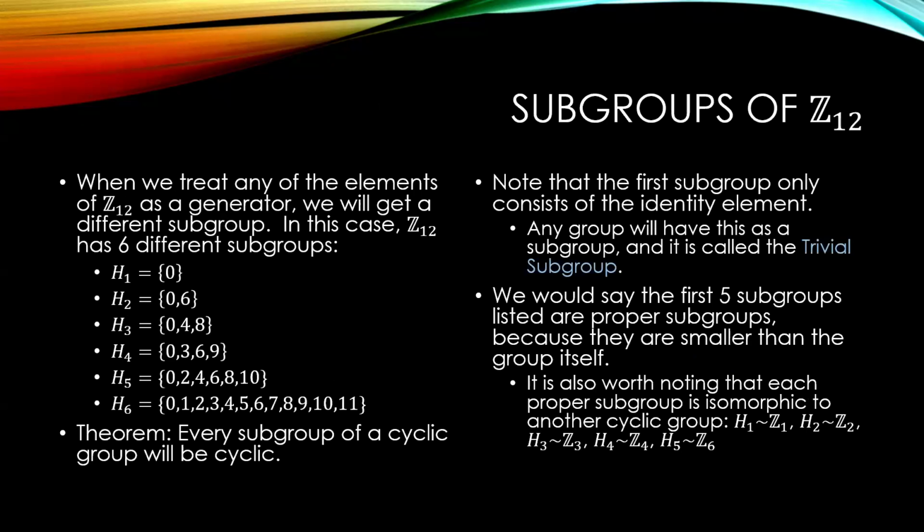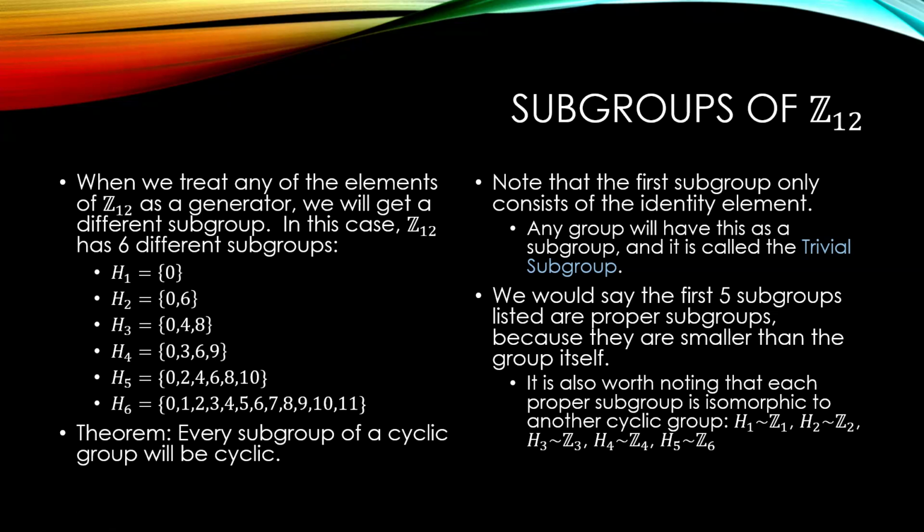Now, depending on the generator you use for Z12, you can actually get other things. If we start with 0, we're just going to get 0. That's not that interesting. If we start with 6, we get 6 and 0, because 6 plus 6 goes right back to 0. If we start with 4, we're going to get 0, 4, and 8. If we start with 3, well, we already did that one. If we start with 2, we get 2, 4, 6, 8, 10, then back to 0. And if we start with 1, we get all of them. Note that all of these sets are subgroups.